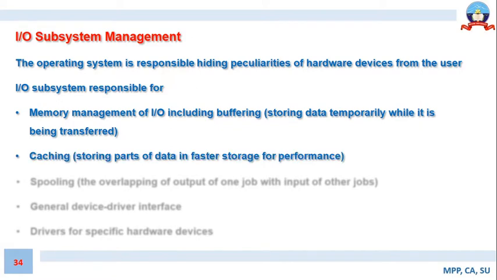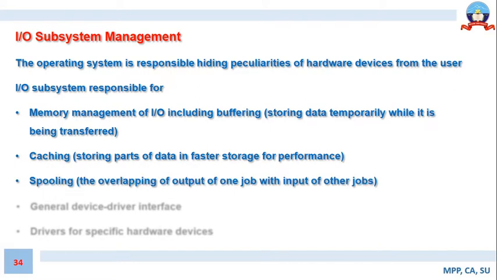Now the next one is caching. We'll not discuss caching in detail because we have already covered this. Caching basically refers to a mechanism of prefetching a set of instructions and data that is frequently used by the processor in order to ensure enhanced throughput, or enhanced performance. So it is storing part of the data in a faster storage for enhancing the performance.